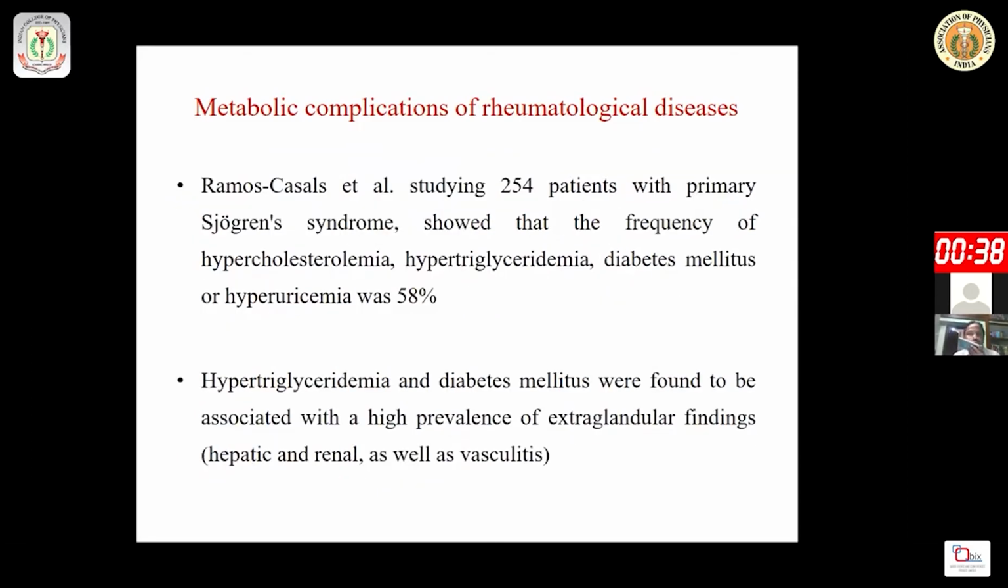So this is another one, primary Sjogren syndrome, which is commonly associated with many metabolic complications. Type 2 diabetes and hypertriglyceridemia are very common if extraglandular findings are associated. Next.